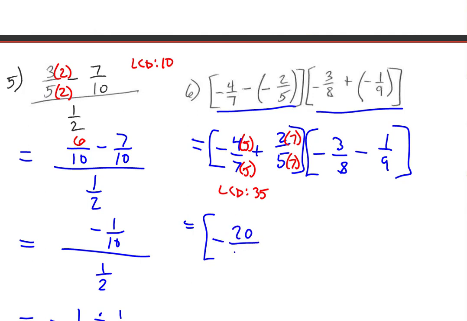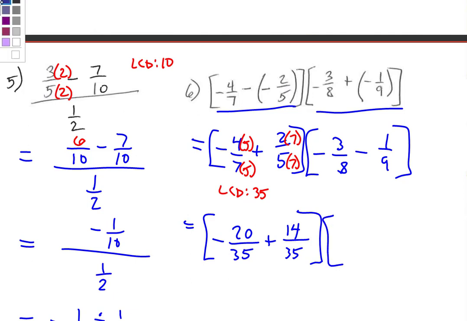So negative 20 over 35 plus the second fraction would be 2 times 7 up top, so 14 over 5 times 7 or 35 below that, and that is inside this first set of brackets. So negative 20 over 35 plus 14 over 35. Okay, we'll go ahead and handle that in the second step after this, but for now let's move on to the next set of brackets where we have something similar here.